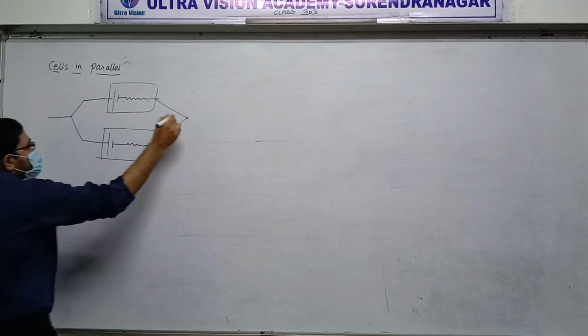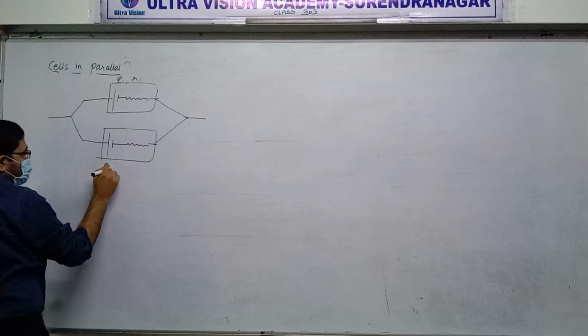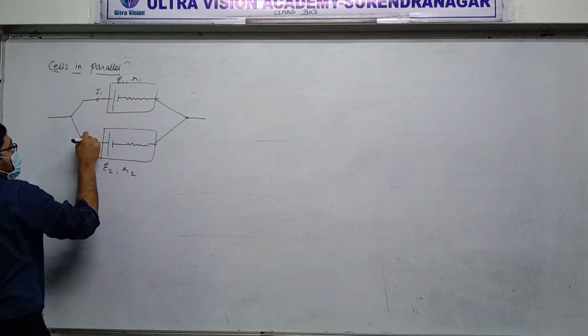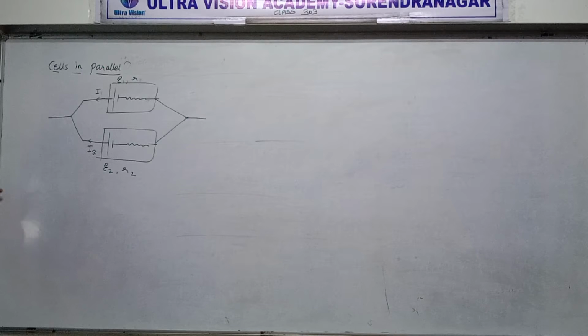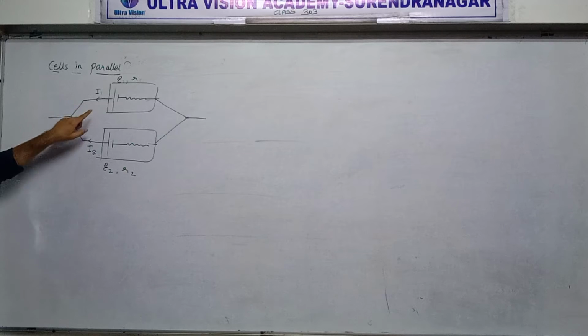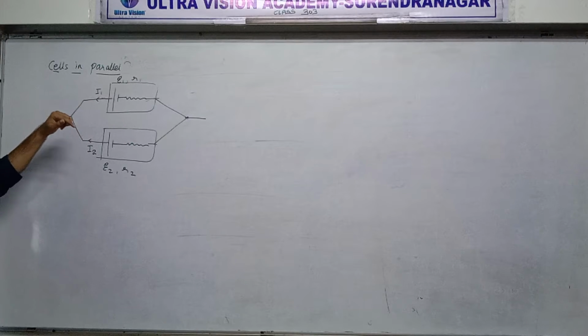Say that these are two cells with EMF and internal resistance as shown in the figure. Now, in parallel, there is really no need of helping or opposing. Okay, so this is what we have got. Diagram clear? Two cells are in parallel. Current may not be the same. In parallel the voltage is the same, but current may not be the same.